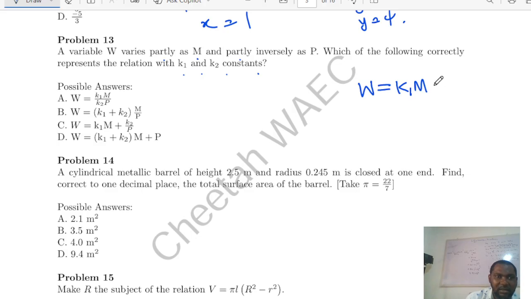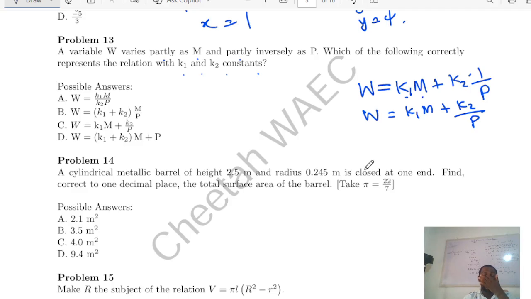Then it also varies partly inversely. That means now there is another constant k2, but this is k2 times 1 over p because it varies partly inversely. So it varies partly as m, and varies partly inversely as p, so that's why we have two constants, because there are two variations here. I hope that makes sense. In this case, your w is going to be equal to k1m plus k2 over p. Once you hear partly varies, it means there will be a plus. So obviously the answer to this question is C.